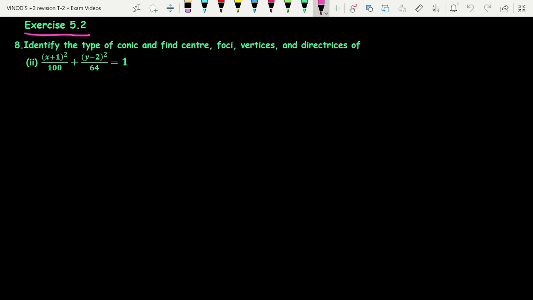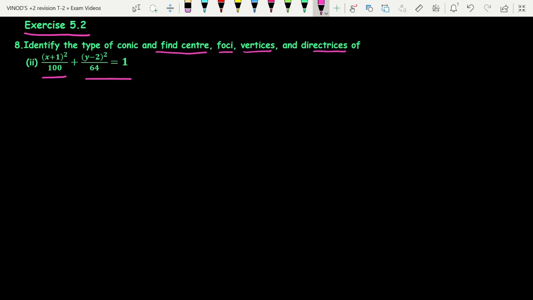Exercise 5.2, problem number 8. Identify the type of conic. Find the center, foci, vertices and directrices of the equation (x + 1)² / 100 + (y − 2)² / 64 = 1.